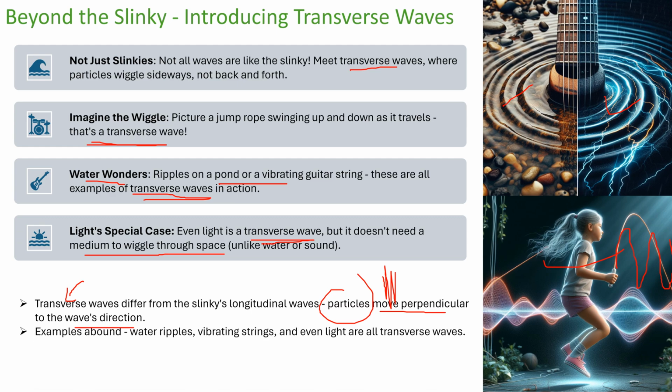Examples are water ripples. Water ripples are perfect examples of transverse waves. Vibrating strings, for example a guitar, and even light are all transverse waves. Light is unique in its medium-less travel. It doesn't need a medium to travel, though it's a transverse wave, making it a special kind of transverse wave.